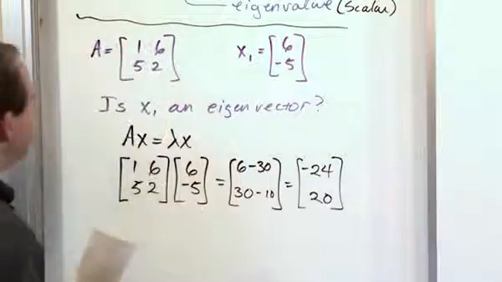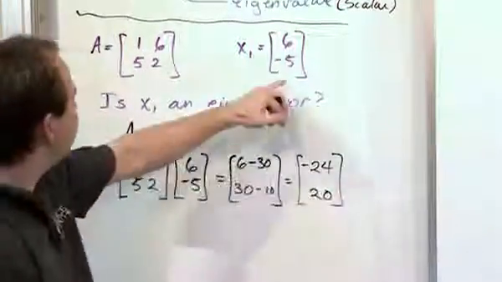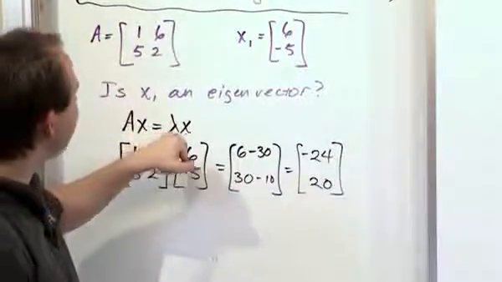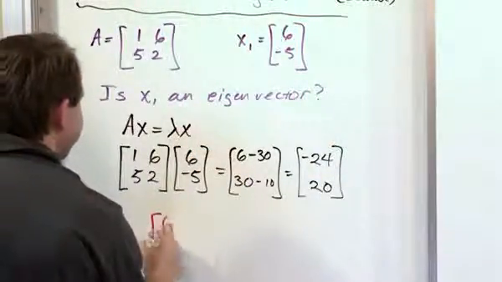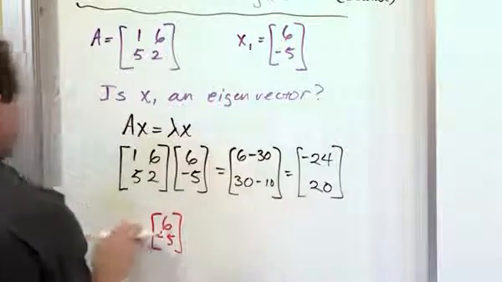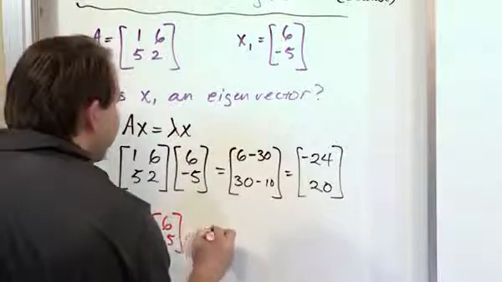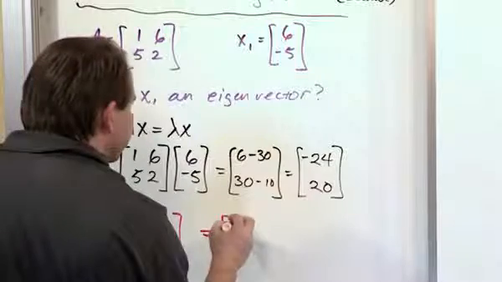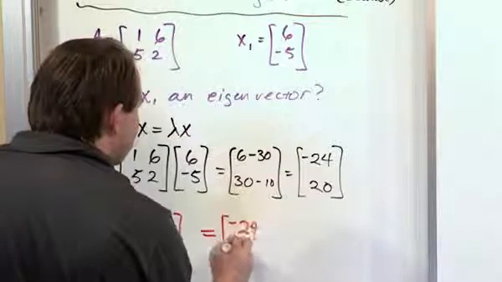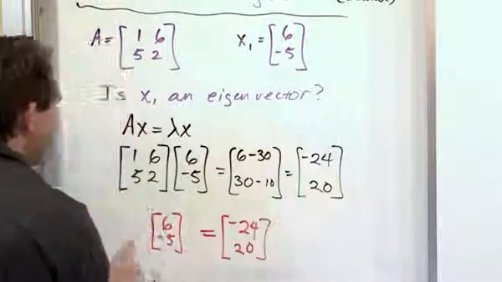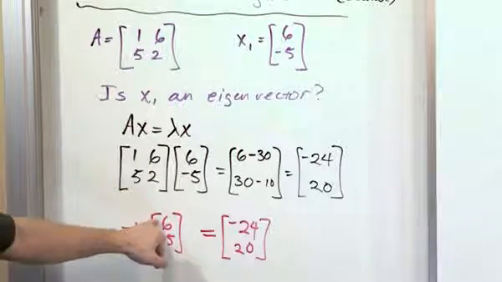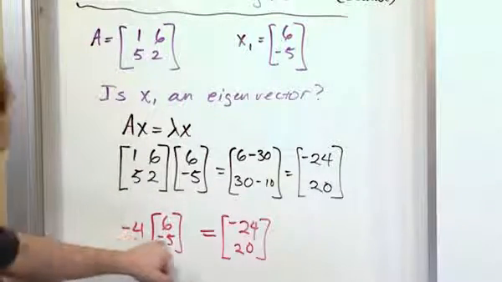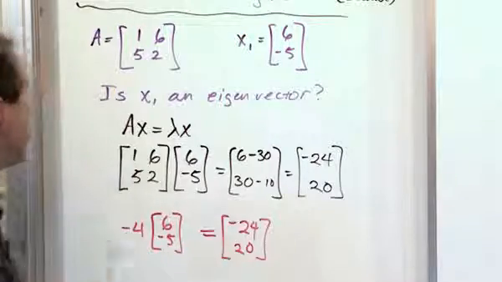And the question is, what I get when I plug this in on the left-hand side, is it a multiple of the original vector? Can I take this original vector, which is 6 and negative 5, and multiply it by something to give me what I have just gotten over here, negative 24 and 20? Is this possible? The answer is yes. What if I multiply by negative 4? Negative 4 times 6 is negative 24. Negative 4 times negative 5 is positive 20.